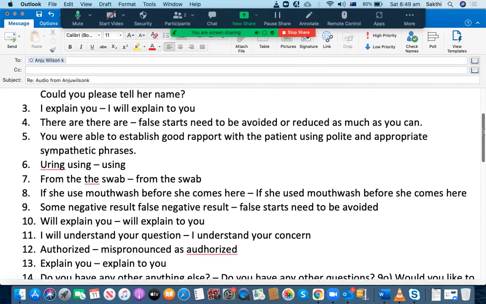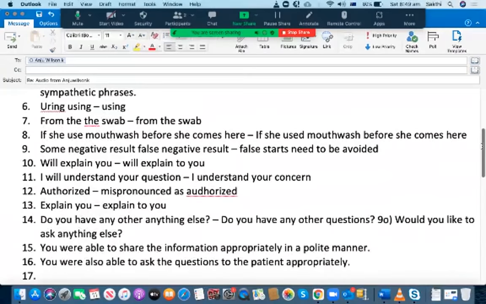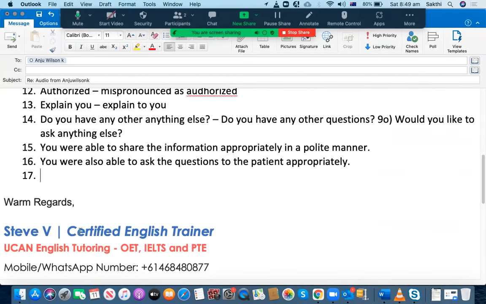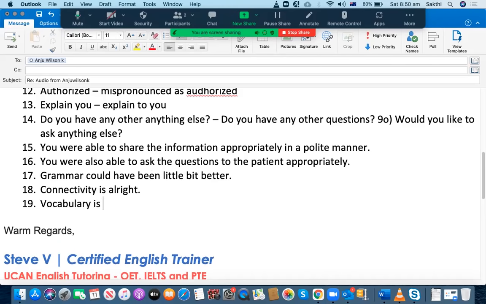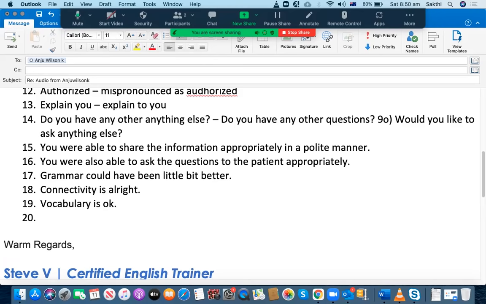So you have been committing at least 5 to 6 false starts, but the background noises were minimized dramatically. I'm very happy with that. Indeed, your false starts have also decreased. I'm very happy with the way that you have been progressing. Grammar could have been a little bit better. Connectivity is all right. It's improving a lot. Vocabulary is okay as well. It's not that bad, but try to avoid the false starts, okay? Pronunciation is still an issue, but you have improved a lot. However, some improvements have been noted. I'm happy with that.